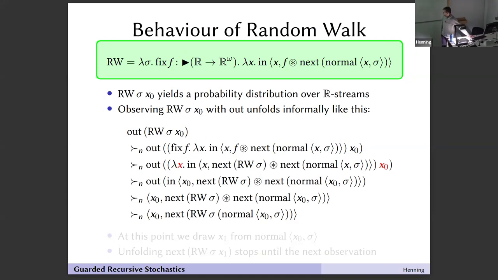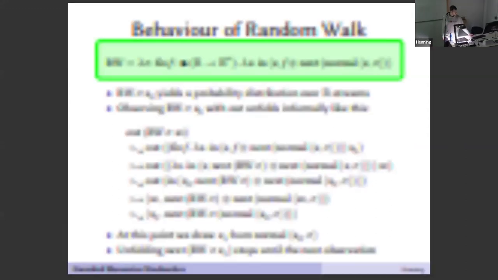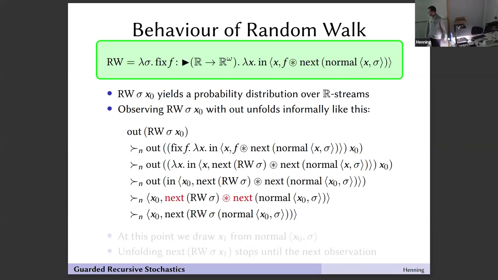Then the lambda and the application, they beta reduce in the expected way. Then we have the in on the outside here. They cancel out. And then we end up with a pair where the first component is the current place where we are now. And the second part is where we have this application in the future. And now we see that we have a next here and a next there. And they come together. They happily give us the application. So we end up with the next on the outside, and we have now the application of this sigma to the normal distribution.